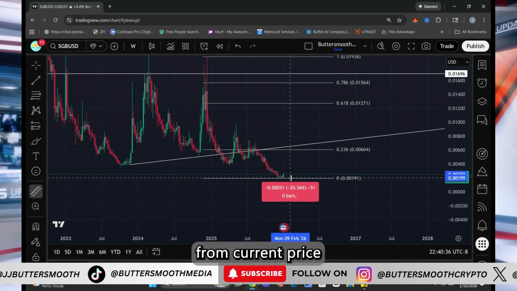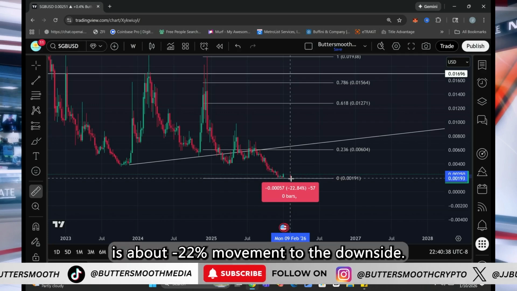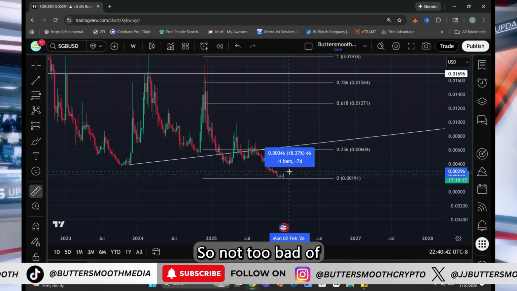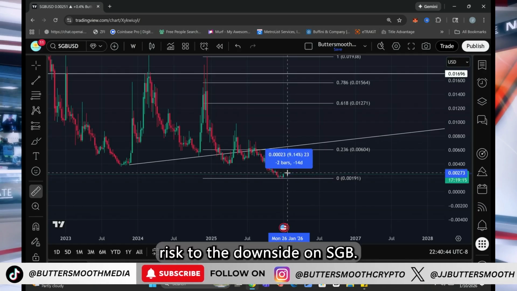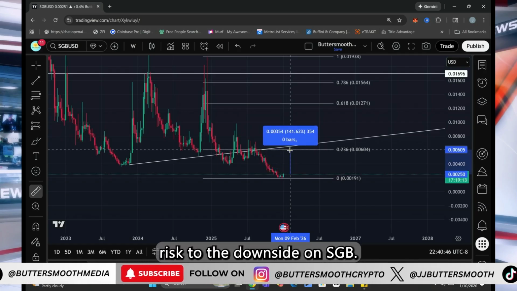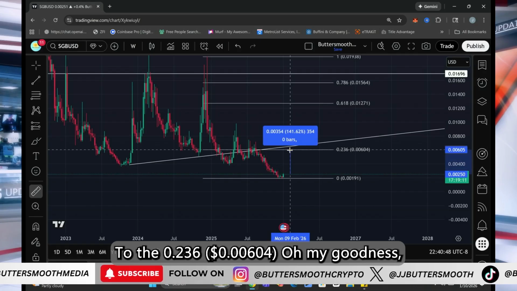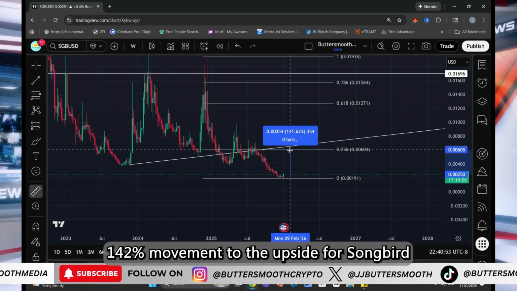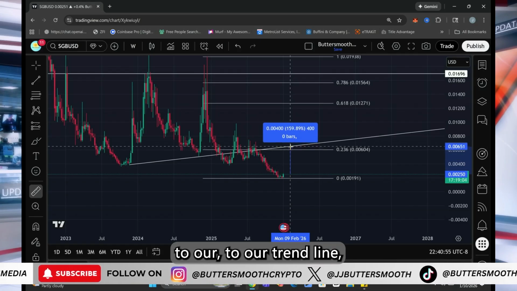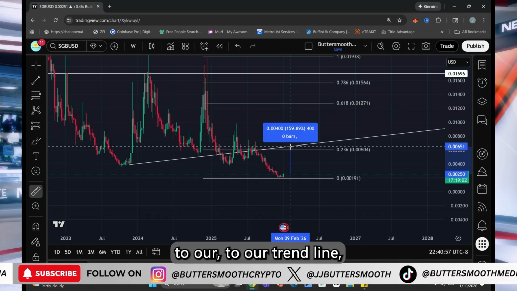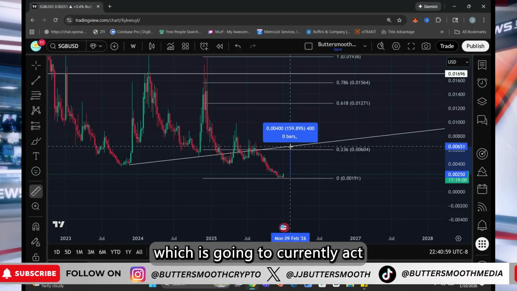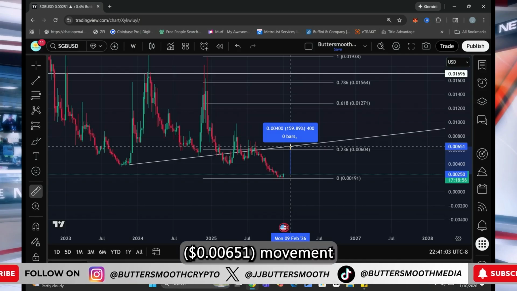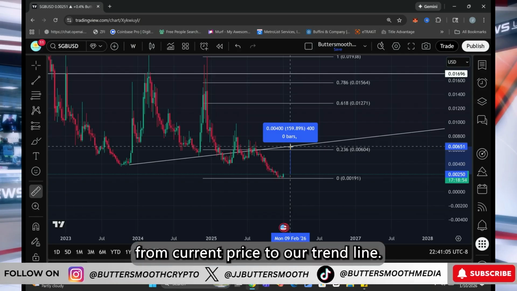From current price down to the zero movement is about 22% movement to the downside. So not too bad of risk to the downside on SGB. To the 236, oh my goodness, 142% movement to the upside for Songbird. To our trend line, which is going to currently act as resistance, is 160% movement from current price to our trend line.